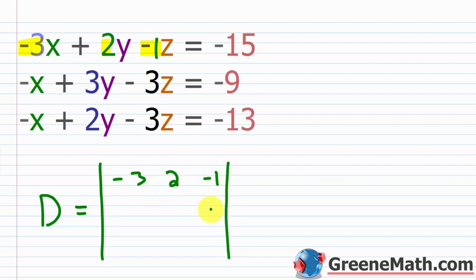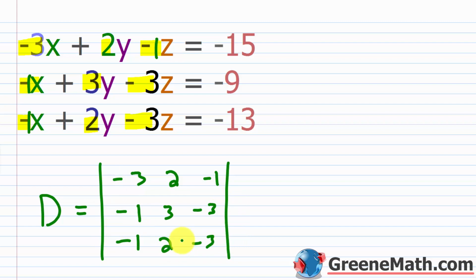And then for my second row, I'd have a -1, and you could write that in if you want. So again, a -1, we would have a 3 and a -3. So a -1, a 3, and a -3. Then we're going to have a -1 again. So let me write that in. So -1, you're going to have a 2 and a -3. So -1, 2, and -3. So this is finding the determinant of the coefficient matrix.